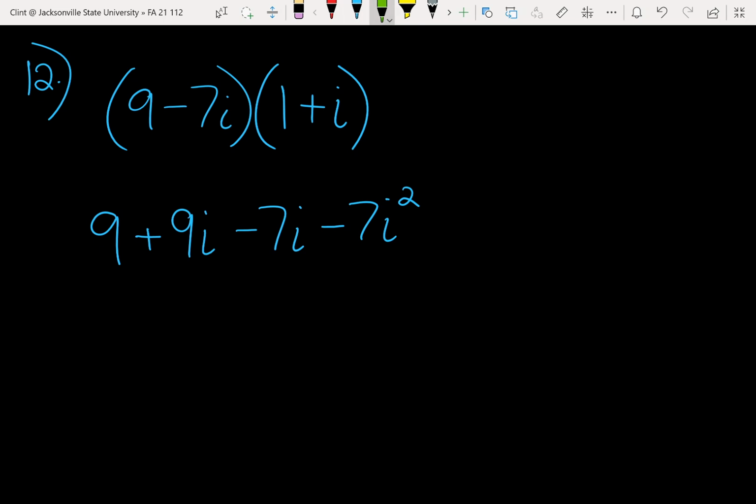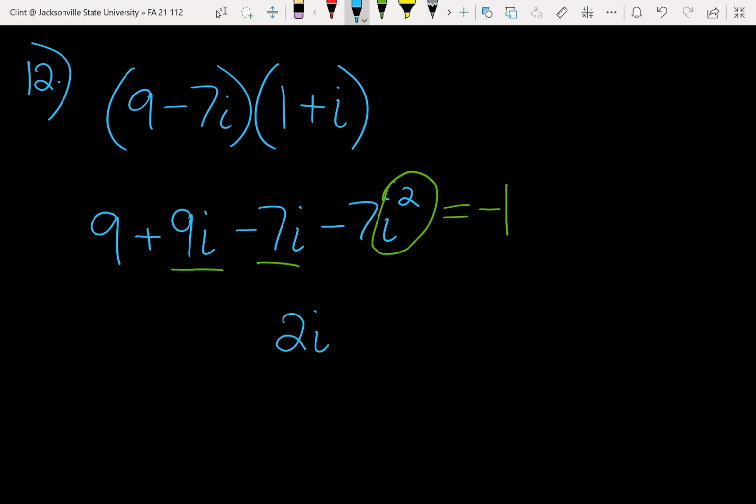So two things we have to do to simplify. We've got like terms to combine. And this i squared term, what's it equal? That's negative 1. Okay? So we can't leave i squared in our answer. Okay, so for the i terms in the middle, we've got 9i minus 7i is 2i.